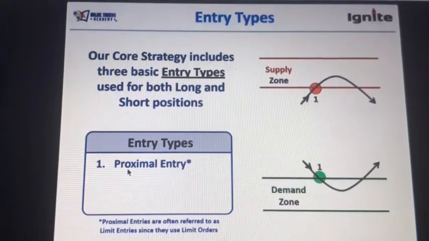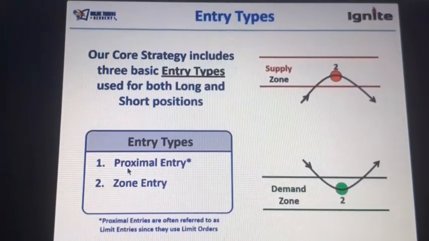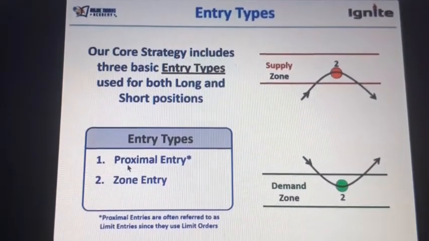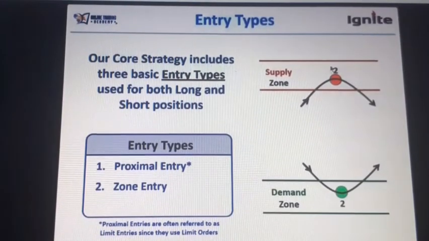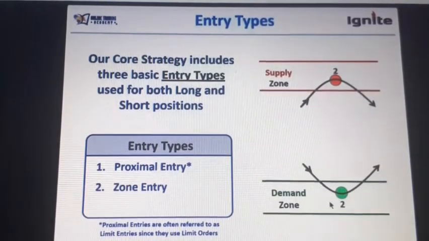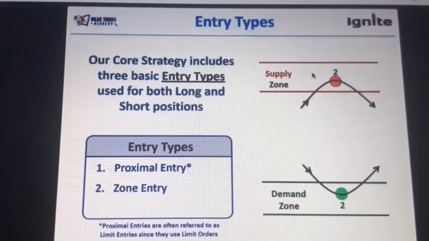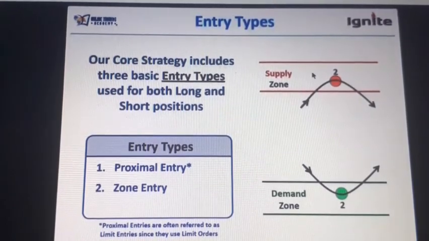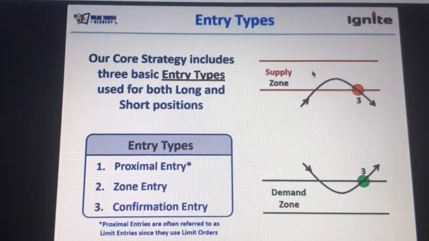Now let's go for the second type of entry, zone entry. As the name specifies, in a zone entry your entry will not be taken at the proximal line, but anywhere inside the zone. That's your entry type 2. And this is just a summary. We are going to do this in detail in the coming slides.